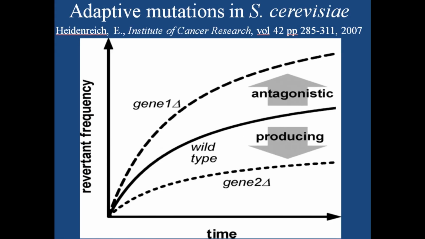The graph shows the time-dependent accumulation of adaptive mutations. At start time, no pre-existing colonies were on record. If a deletion of a certain gene results in an increased frequency of adaptive mutations, as seen in gene 1, this indicates the gene is acting in an antagonistic pathway. If the adaptive mutations are decreased, it can be inferred that the gene positively influenced the adaptive mutation.